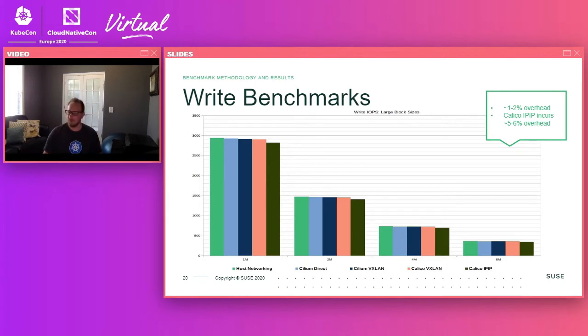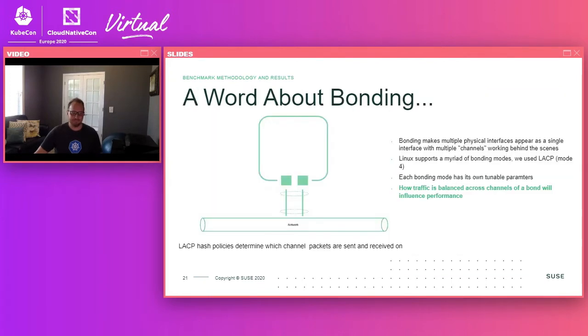Now, if you recall, in a previous slide where I was discussing the environment we had, I mentioned a pair of 25 gig bonded NICs that we have on our client node. And it turns out that this is an important factor that we didn't consider initially. But before we dig into that, let's talk about bonding a little bit and make it clear what we mean when we talk about bonding.